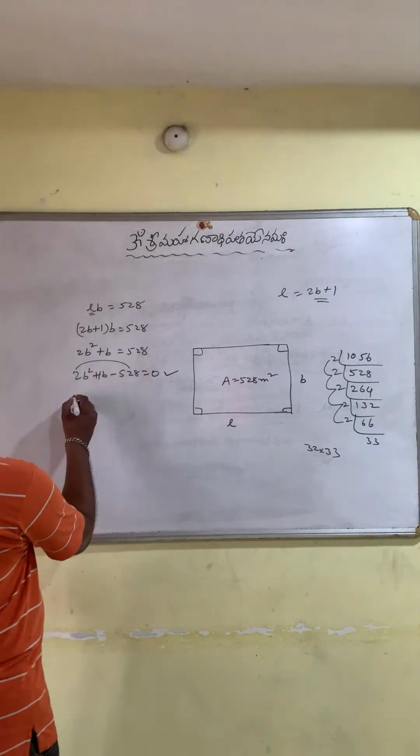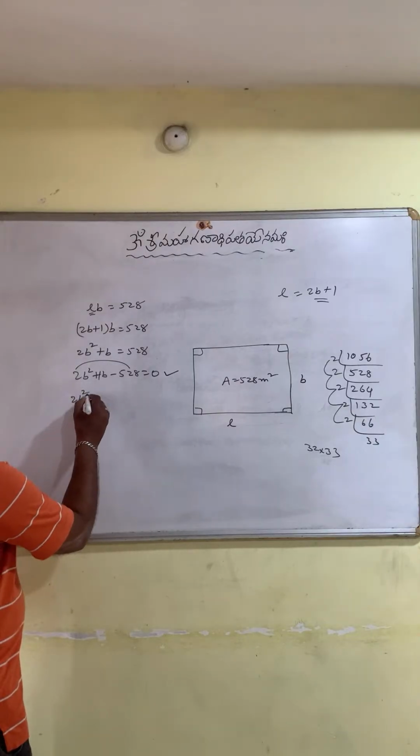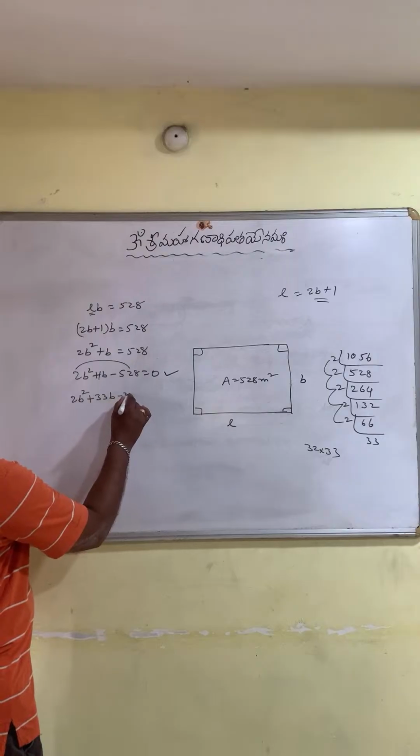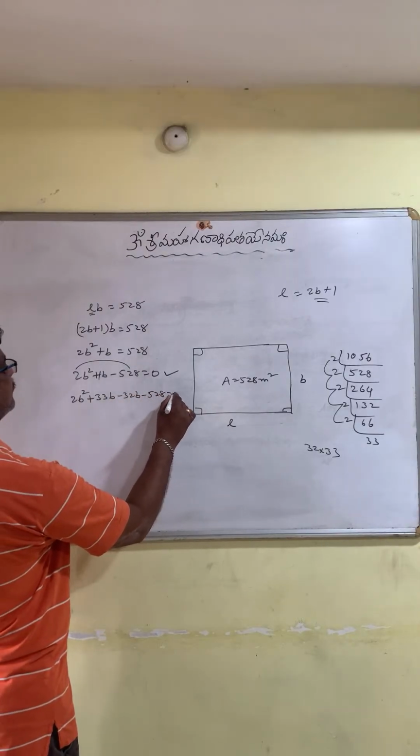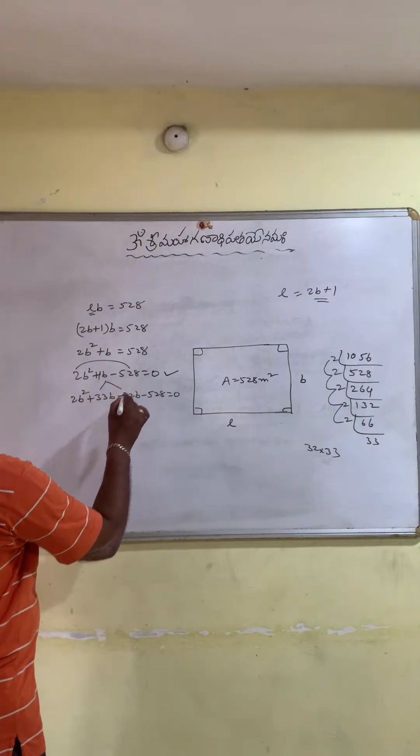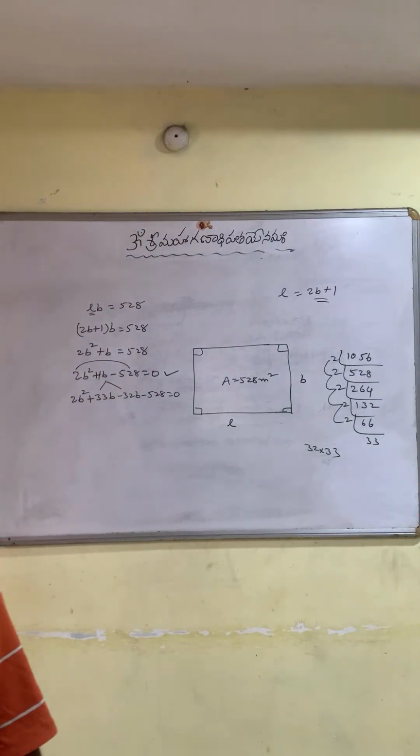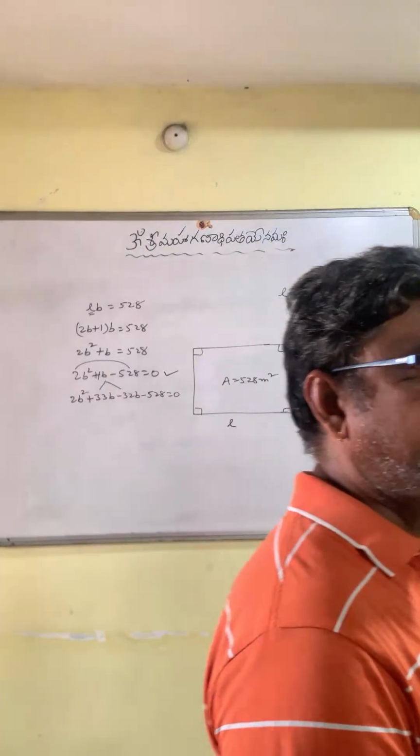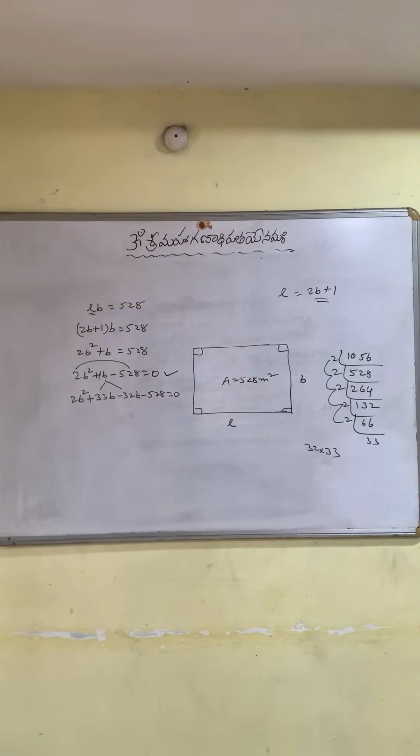So how can we express here? 2b square plus 33b minus 32b minus 528 is equal to 0. So the middle term was split like this, 33b minus 32b, because 33 into 32 is 1056 and the difference is 1. Now find out breadth and length.